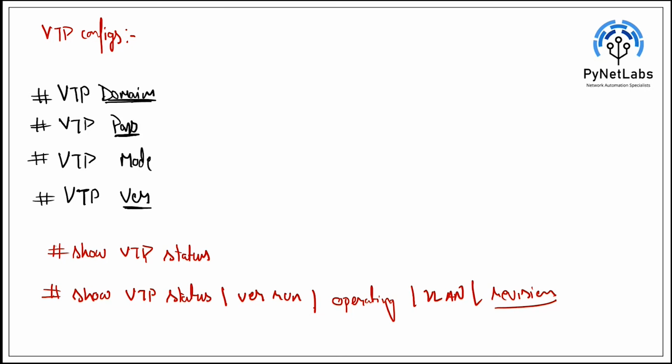Whenever you are adding a new switch to an existing VTP network, make sure you always reset that switch to a configuration revision value of 0. Because if you have not changed the revision value and you add the switch, it is going to be reflected inside your network and it will disrupt your network. If you forget to change the revision value, it can lead to the deletion of the VLANs from the network.